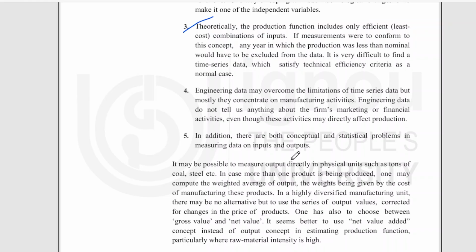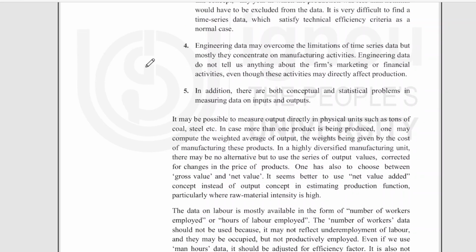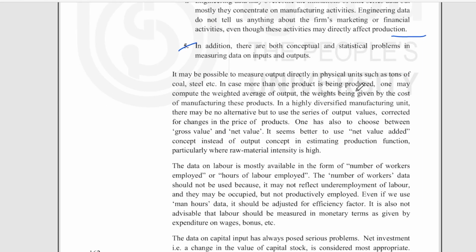So it is very difficult to find time series data which satisfy technical efficiency criteria as a normal case. And engineering data may overcome the limitations of time series data, but mostly they concentrate on manufacturing activities. Engineering data do not tell us anything about the firm's marketing or financial activities, even though these activities may directly affect production. In addition, there are both conceptual and statistical problems in measuring data on input and output.